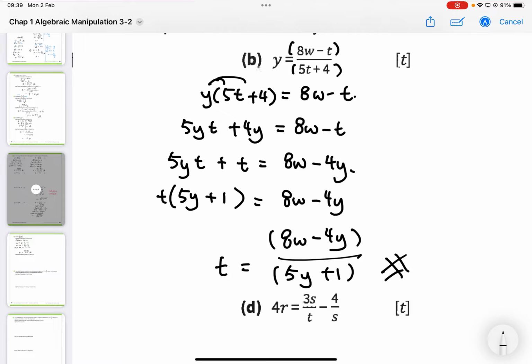Okay? So part A and part B actually are almost exactly the same. All the idea is the same. Can or not?